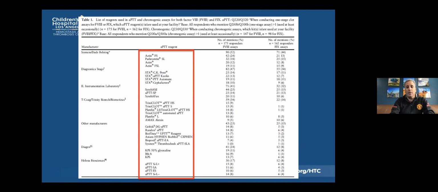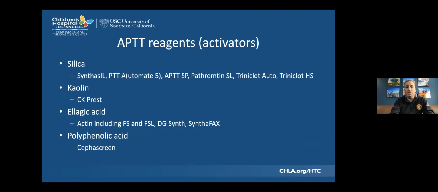And it matters because some PTT reagents are more sensitive to a deficiency of factors, and others are more sensitive to a lupus anticoagulant situation. So it depends on what your hospital is looking for and what your coagulation lab prefers. Some big coag labs will have two reagents, one that is good for factor deficiencies and one that is good for lupus anticoagulant. And in your ordering system, they sometimes may ask you, are you looking for a factor deficiency or are you looking for lupus anticoagulant? This way they can choose the reagent.